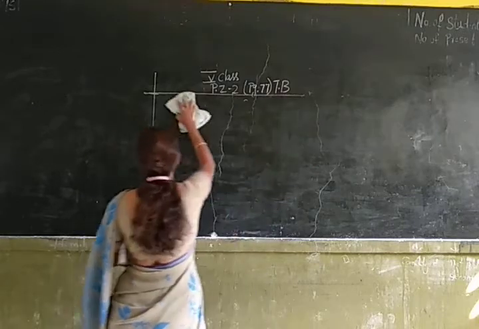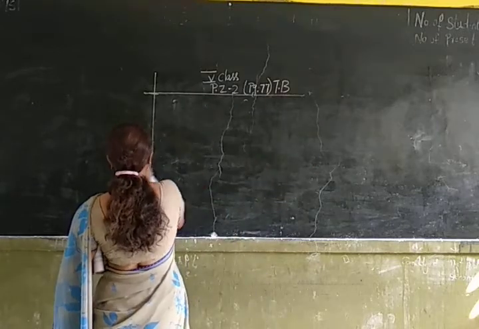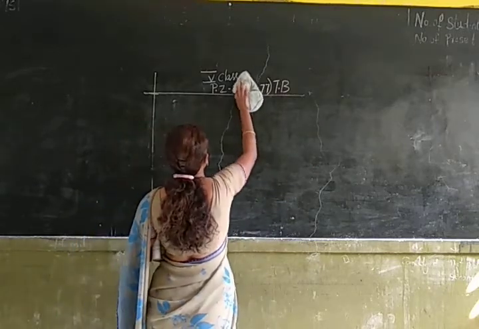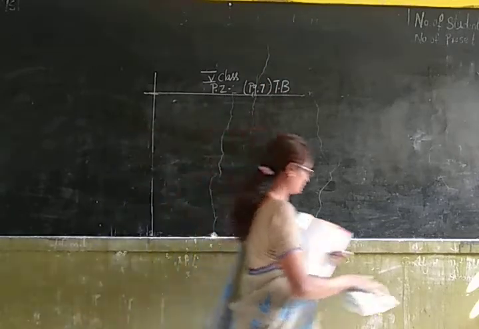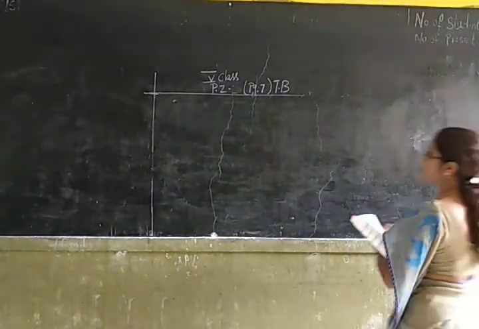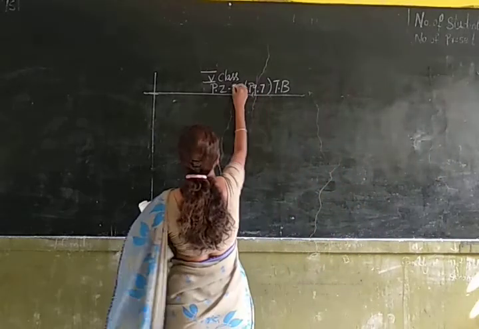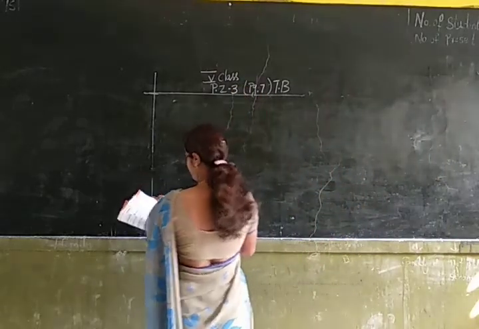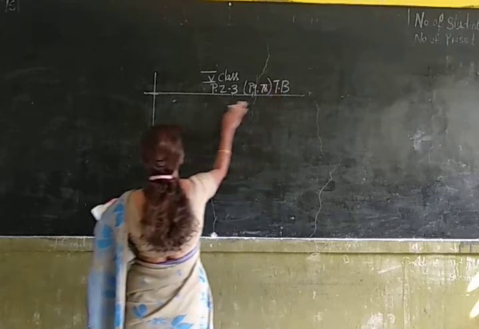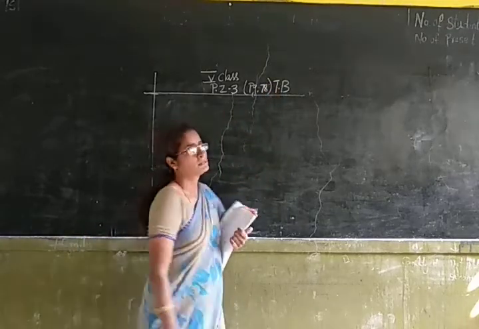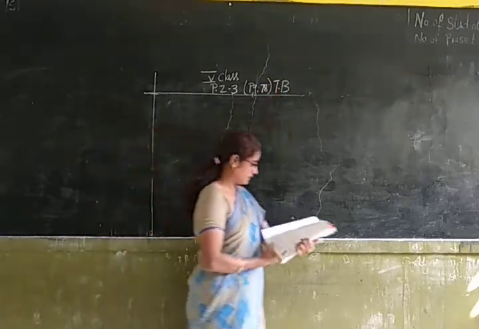Okay children. Now let us move to the practice zone 3, which is in page number 78.